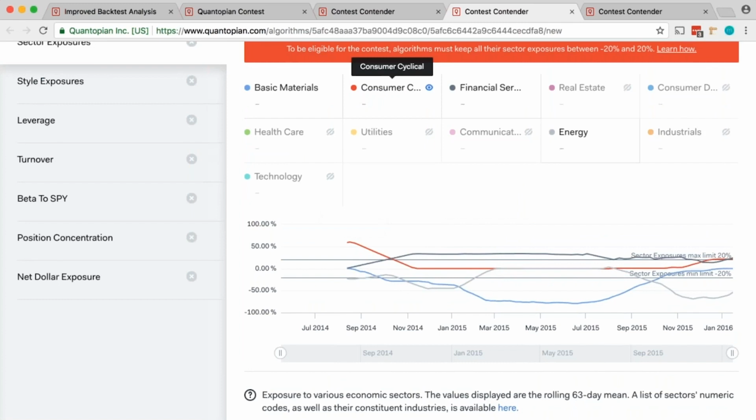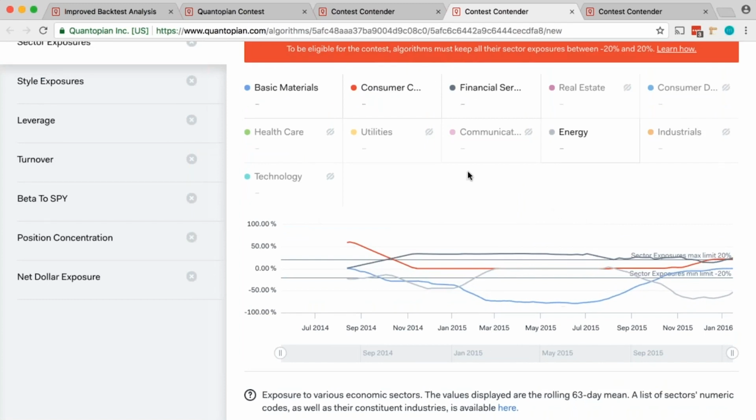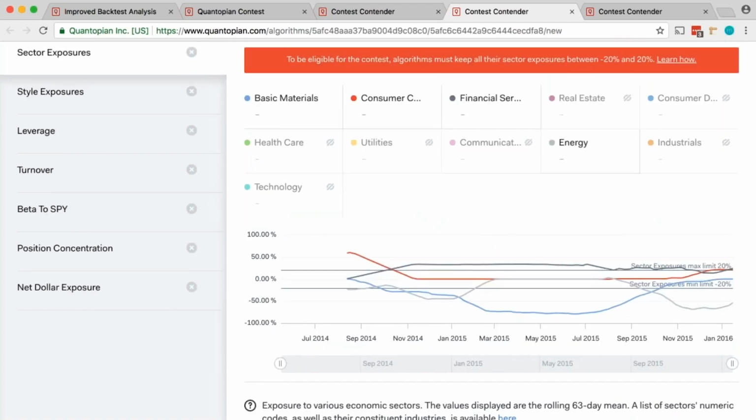One thing that's useful here is you can drill down into certain exposures. So you can toggle some of them on and off. But the main takeaway here is that I am pretty significantly overexposed to 3 or 4 sectors of the economy, and that's risk that my algorithm may not want to take.